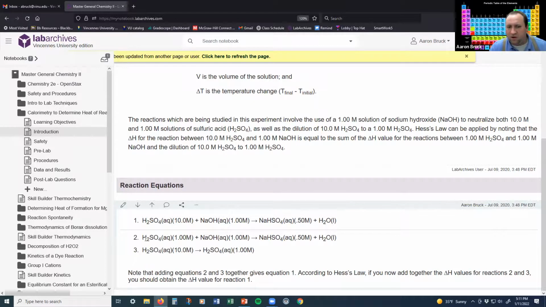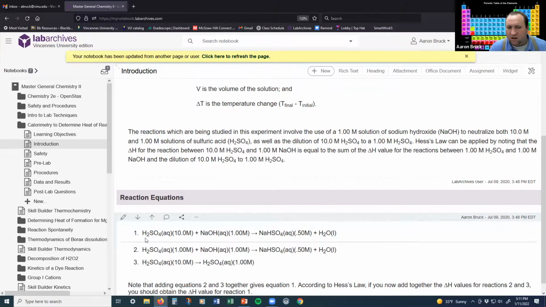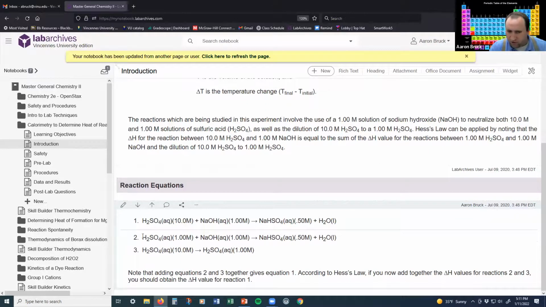You're also going to take sulfuric acid in the 1 molar concentration and sodium hydroxide in the 1 molar concentration and give us the same product. And we're also going to do a dilution, 10 molar sulfuric acid and 1 molar sulfuric acid.